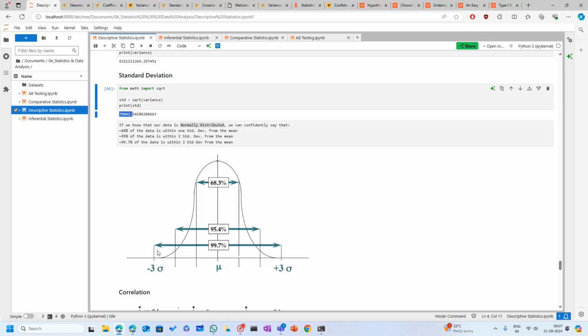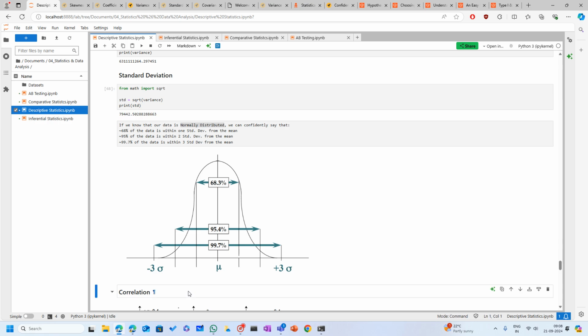Or in other words, 99.7% of users who fall under this entire plus 3 and minus 3 bucket are buying the houses within 3 standard deviations, that is 3 times this value range. Either they are paying less or they are paying more.